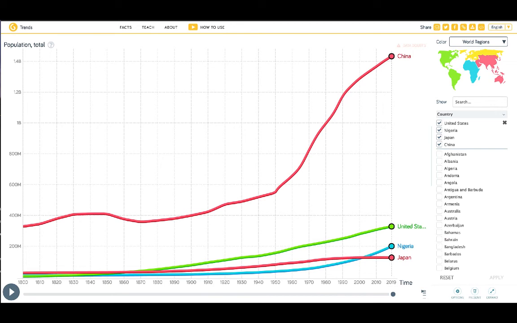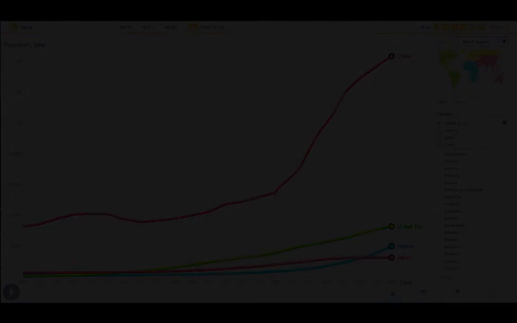Lastly, Nigeria. The population growth in Nigeria looks like it's just ramping up, and it has a shape that looks much like an exponential curve. Countries like Nigeria will end up being very important to population growth in the future, as we'll talk about in one of the next videos.